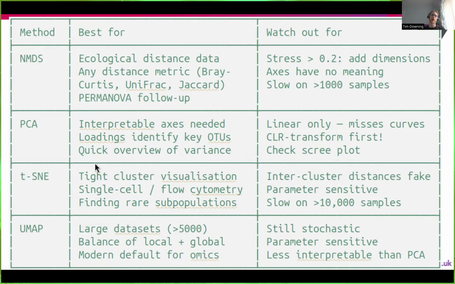t-SNE is good for tight cluster visualization, looking at single-cell flow cytometry data, and maybe finding rare subpopulations too. Intercluster distances are not real, it's parameter sensitive, and it can be slow on large numbers of samples. UMAP can be better with large numbers of samples and balances, to an extent, differences between local and global structures. It's in many ways the modern default, though not necessarily good for a lot of omics analyses. One consideration is that it's still stochastic, it's very sensitive to parameters, and not as easily interpreted as PCA or MDS.